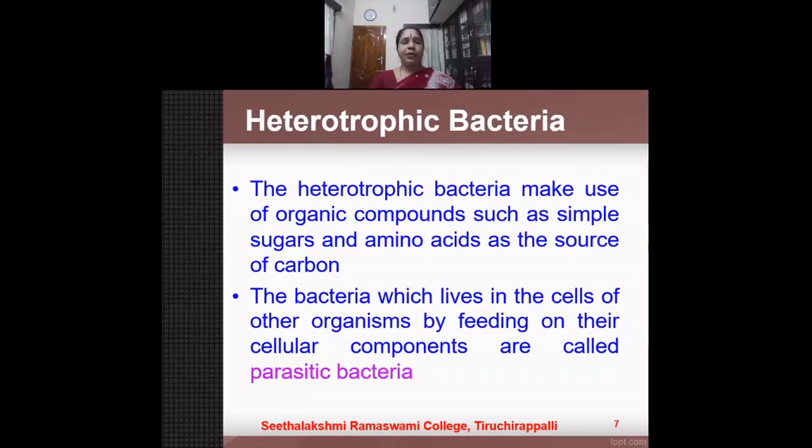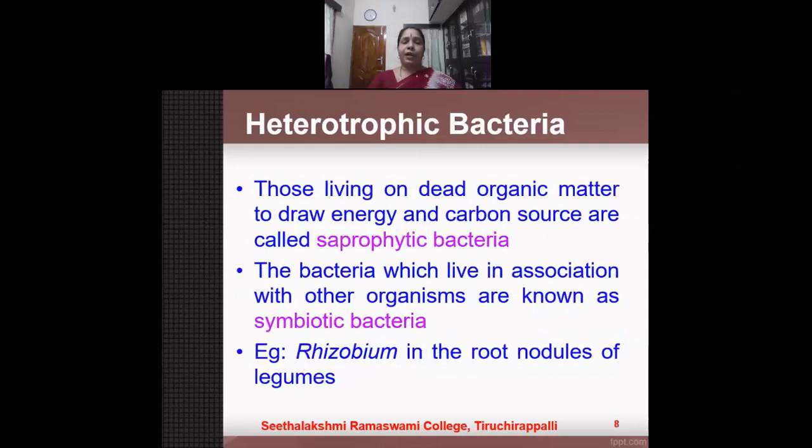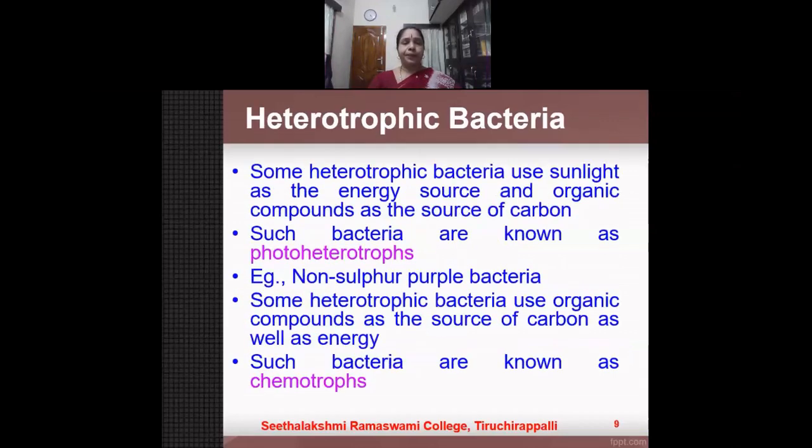Heterotrophic bacteria make use of organic compounds such as simple sugars and amino acids as the source of carbon. The bacteria, which lives in the cells of other organisms by feeding on the cellular compounds, are called parasitic bacteria. Those living on dead organic matter to draw energy and carbon are called saprophytic bacteria. The bacteria which live in association with other organisms are known as symbiotic bacteria. Example, rhizobium present in the root nodules of leguminous plants.